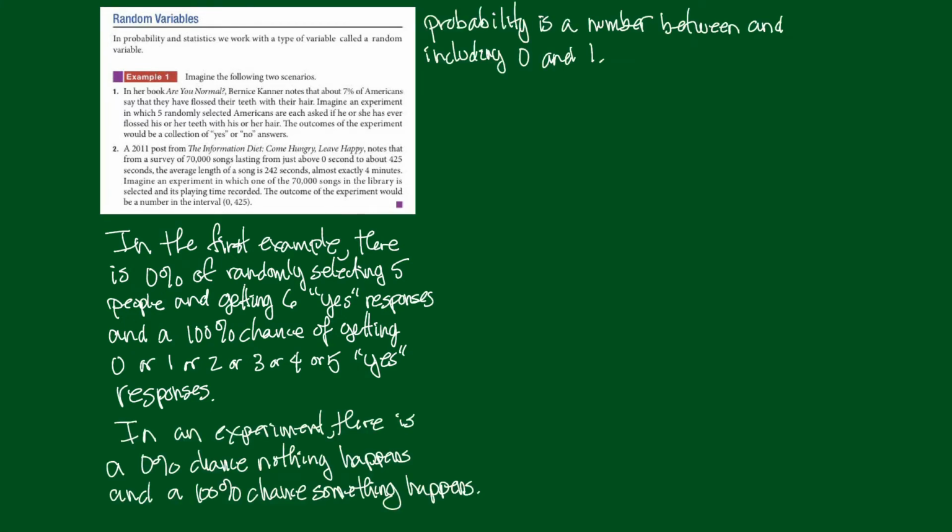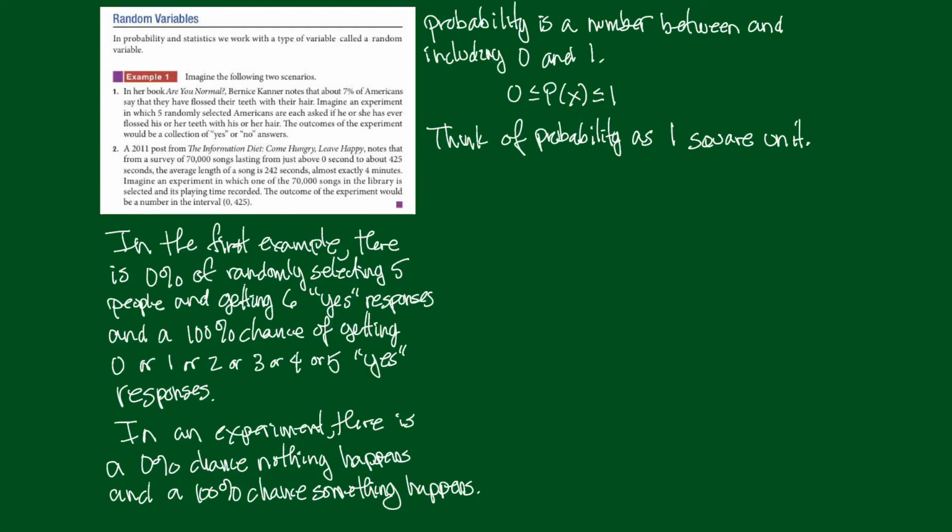So probability is a number that is going to be between 0 and 1, right? 0, nothing happens, can't be. 100% chance, something's going to happen. So probability is going to be some number in that range. If I could write that, 0 is less than or equal to p of x, less than or equal to 1. Probability is always going to be in this range. We go from 0, nothing happens, to 1, something for sure happens.